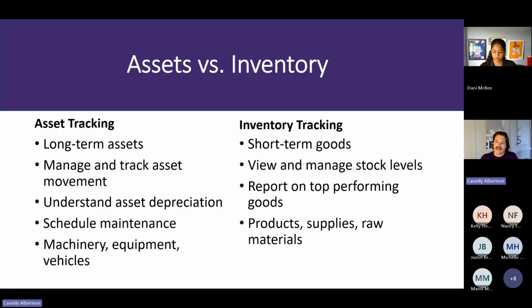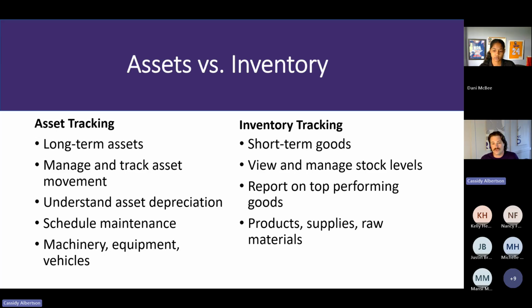Maybe there's maintenance involved. Inventory tracking is a little different. It's actually the short-term goods, where you're viewing and managing stock levels and reporting on the top performing goods. Those are more like products and supplies that you might find in a retail setting, or something that you're trying to purchase, manufacture, and then get out the door. So today we're going to focus on asset tracking.